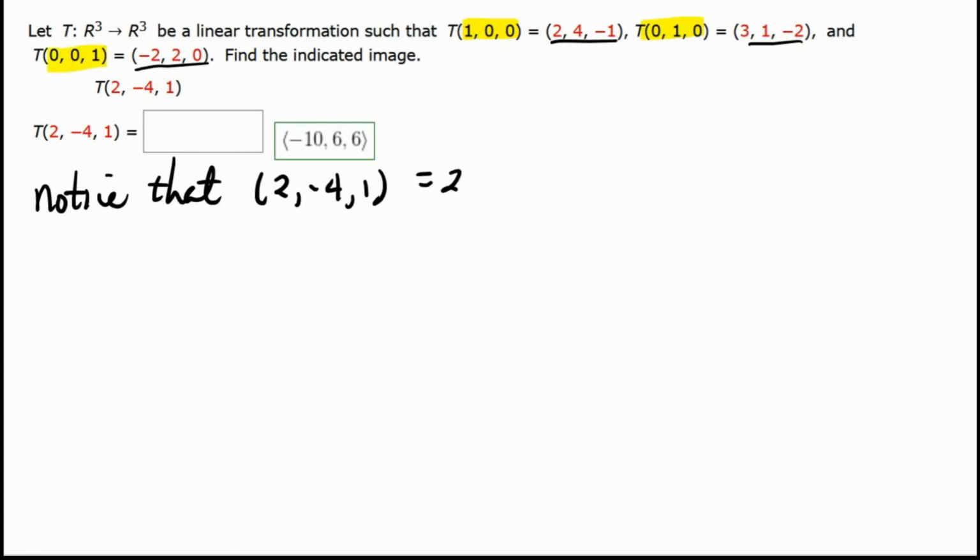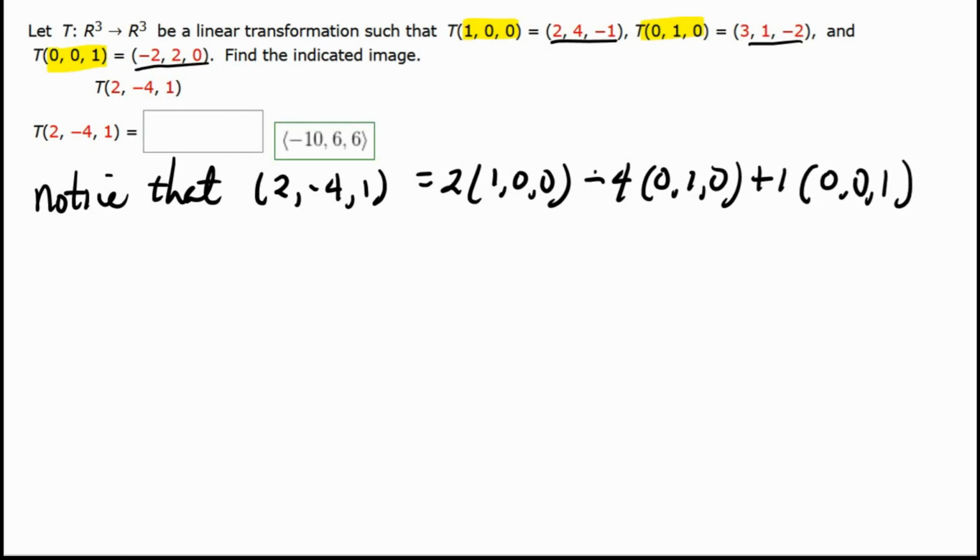So we say that this is 2 times 1, 0, 0, and this is minus 4. I'm just looking at these numbers and writing them as a linear combination of the standard basis, because this pre-image, that is the domain values of T, is just the identity matrix. So this is times 0, 1, 0, and then plus 1 times 0, 0, 1. Now, it's more difficult if you don't have that standard basis, if you don't have 1, 0, 0, 0, 1, 0, and 0, 0, 1. It's a little bit trickier.